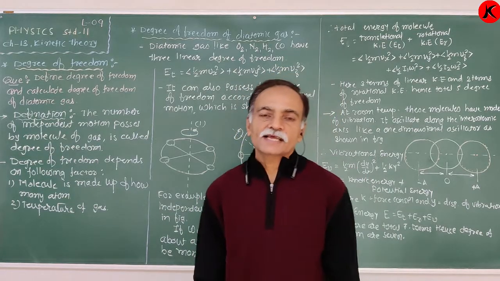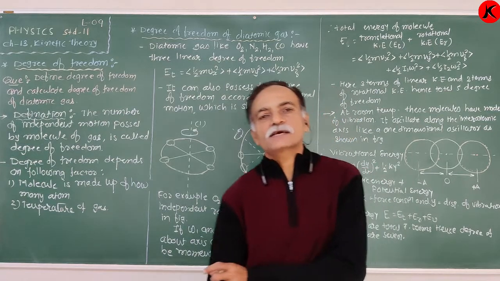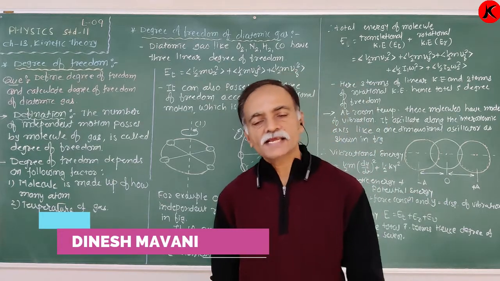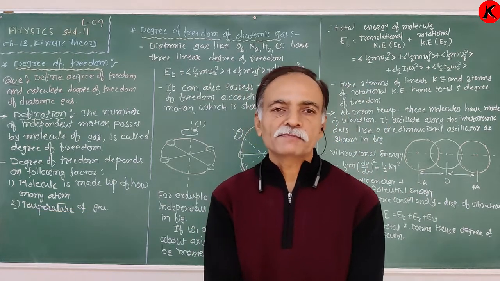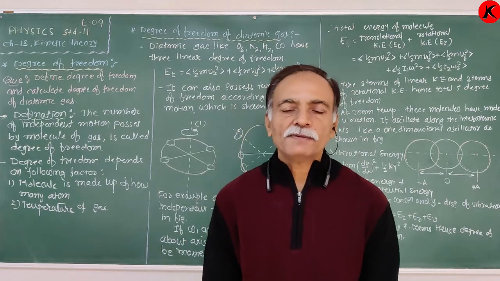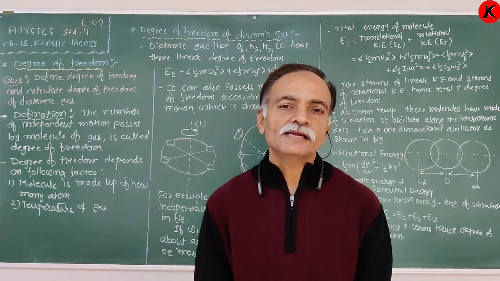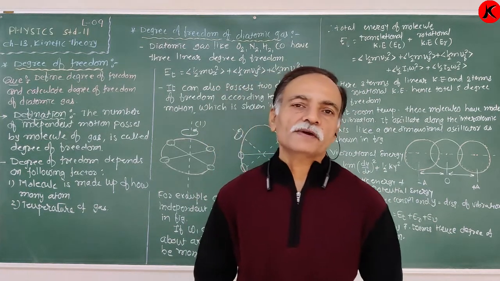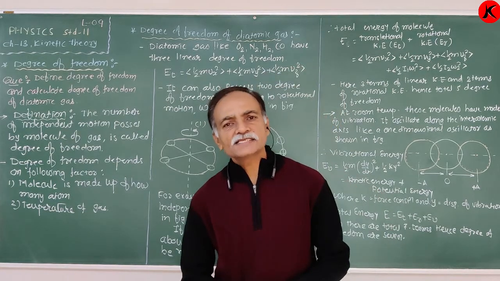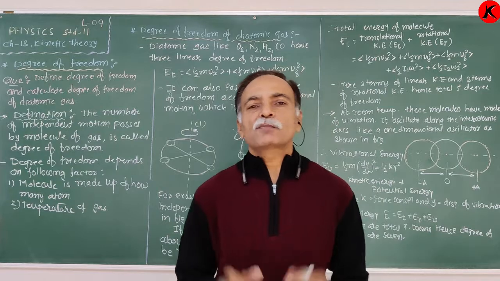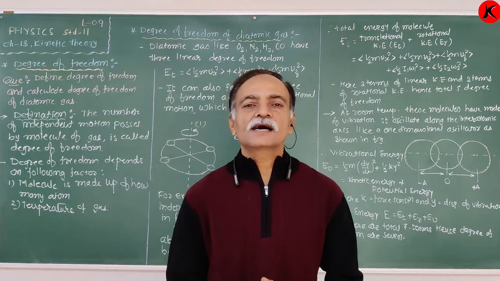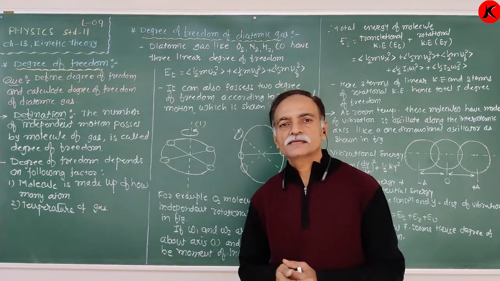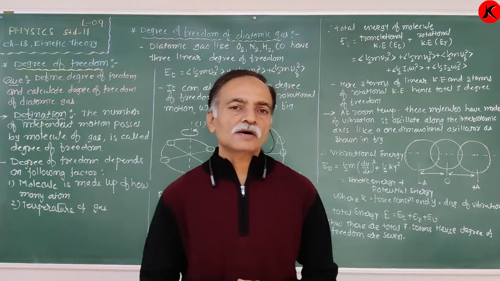Good morning friends. In chapter 13, kinetic theory, we already discussed that the translational kinetic energy of a molecule of a gas is directly proportional to its absolute temperature. That means the average half mv square is equal to 3 by 2 kBT. After that, we also discussed the law of equipartition of energy. That means the energy associated with each possible independent motion is half kBT. So that is the law of equipartition of energy.